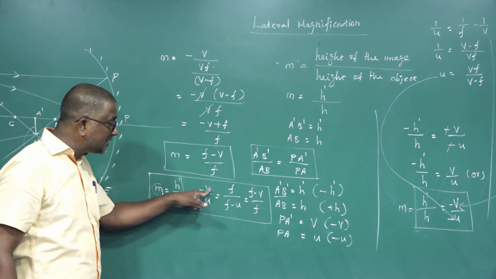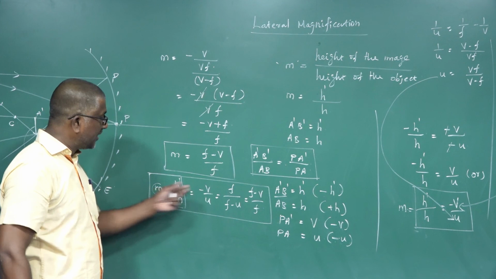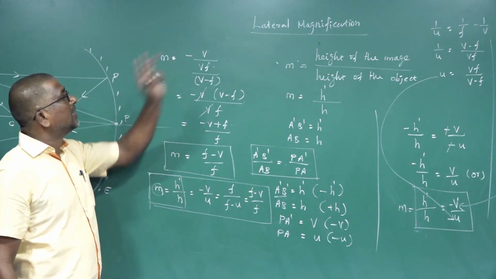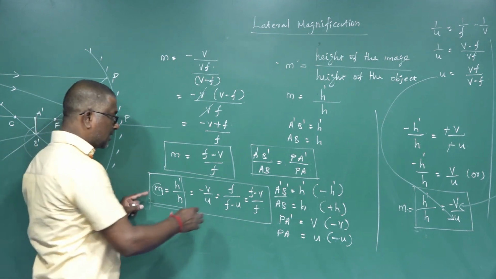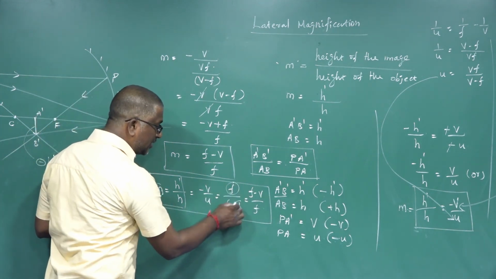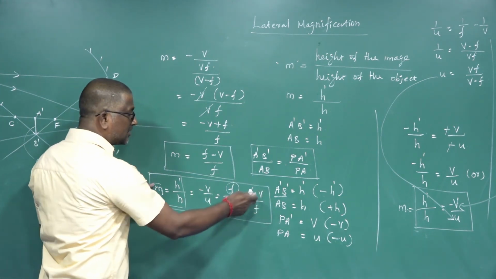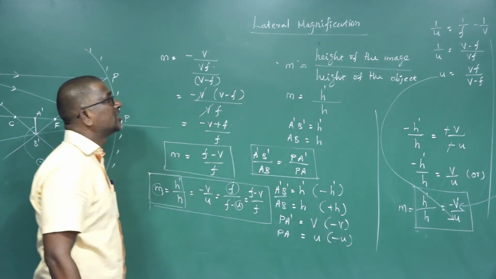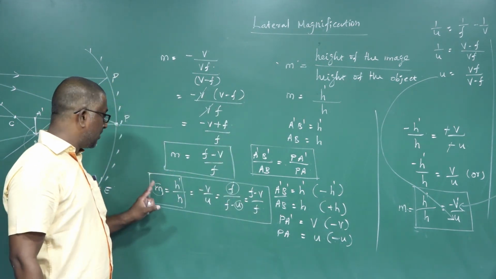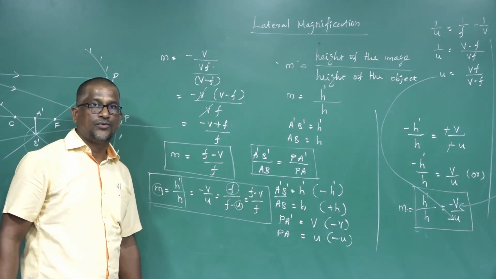If we know image distance and object distance, we can use m is equal to minus v divided by u in order to find the lateral magnification or transverse magnification of a given spherical mirror. Or if we know focal length and image distance, we can also calculate the lateral magnification of a given spherical mirror by using the relation m is equal to f minus v divided by f, right?